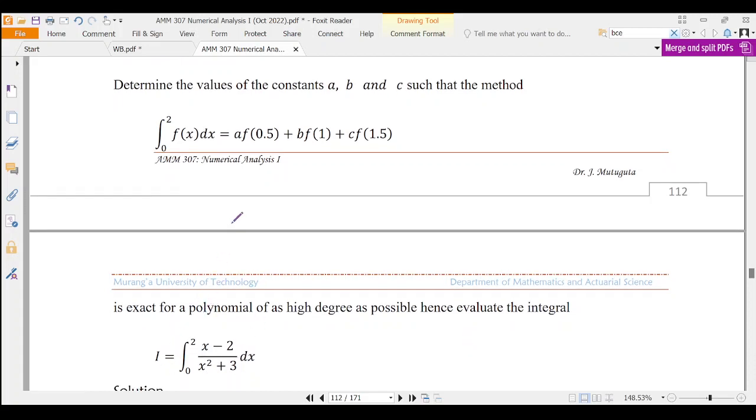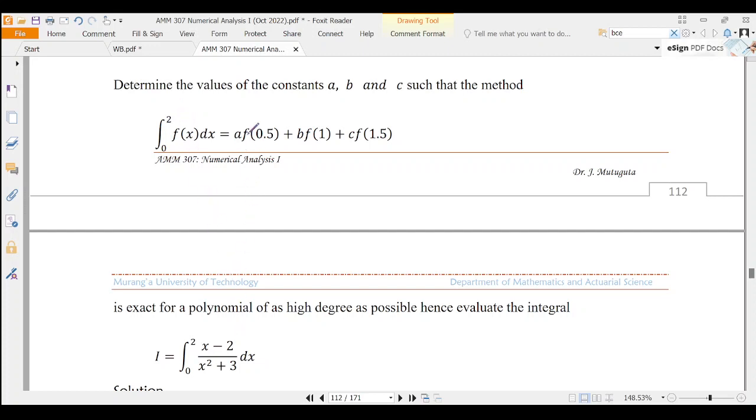So the first thing is to determine the values of a, b, and c. We notice that the nodes 0.5, 1, and 1.5 are chosen in such a way that they are within the limits of integration. They are between 0 and 2. So we cannot pick the nodes outside this interval, 0 to 2.